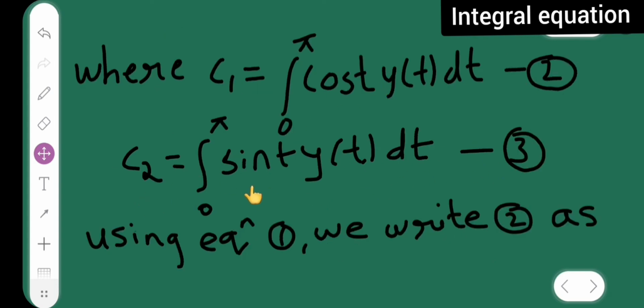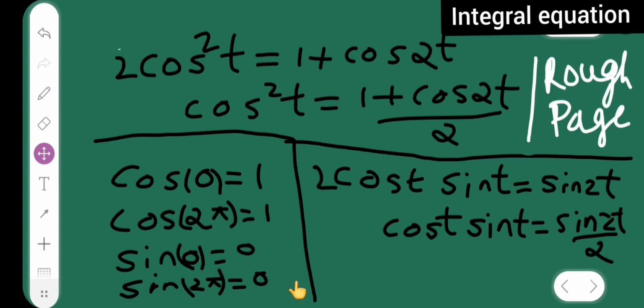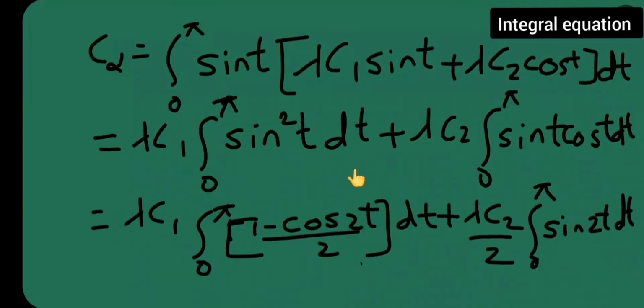This c2 is equal to integral from 0 to pi sine of t y of t dt. So c2 is equal to integral 0 to pi sine of t, and now what is my y of t? Lambda c1 sine of t plus lambda c2 cos of t dt. That I have to take. And now what I have to do, in a similar way, sine of t into sine of t. First, now this c2 is equal to lambda c1, take it outside the integral, then 0 to pi.